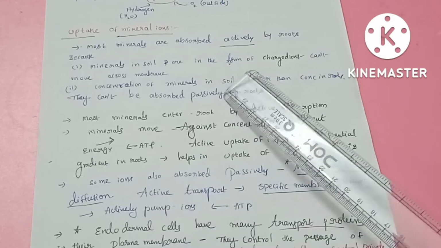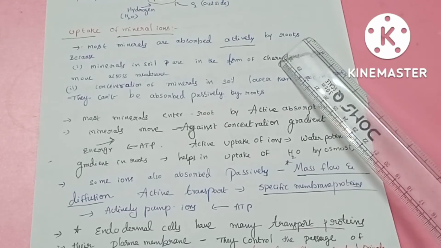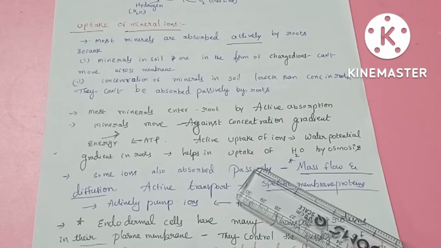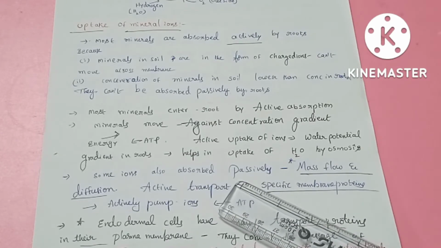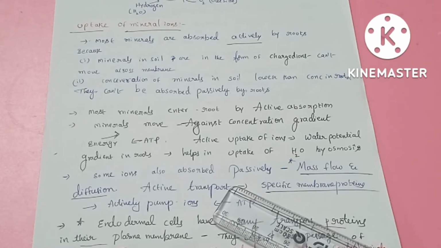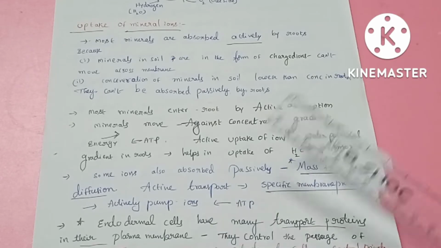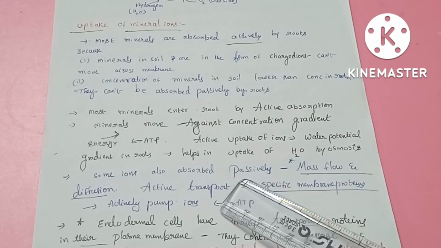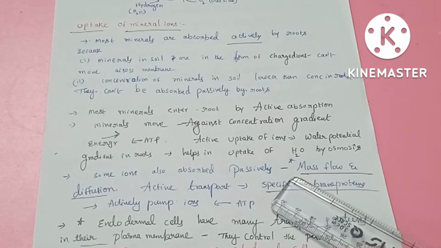Most of the ions are absorbed by active absorption, but some ions are also absorbed passively. Hence we can say the uptake of mineral ions in the roots takes place by both active and passive absorption processes, but mostly it is taken up by the active process. Some minerals also enter by the passive absorption process. Here, absorption of the minerals is done by mass flow or diffusion.